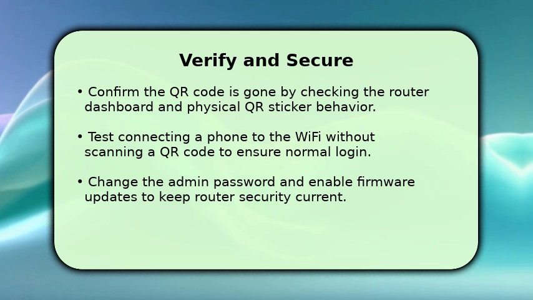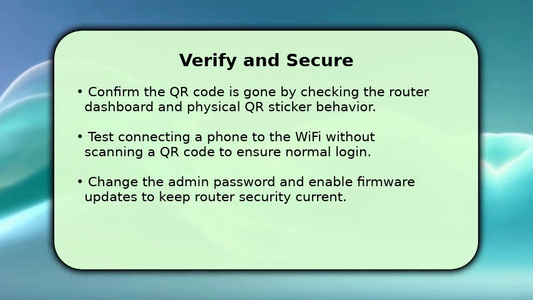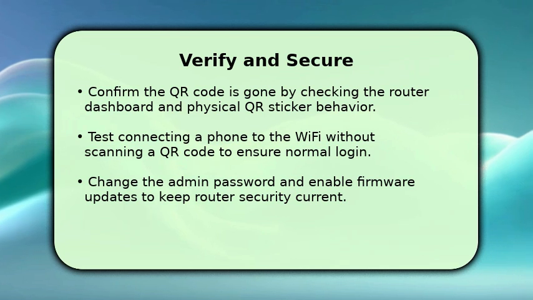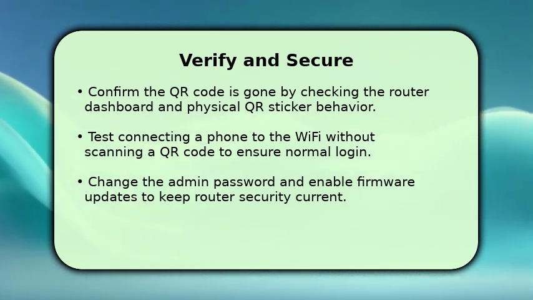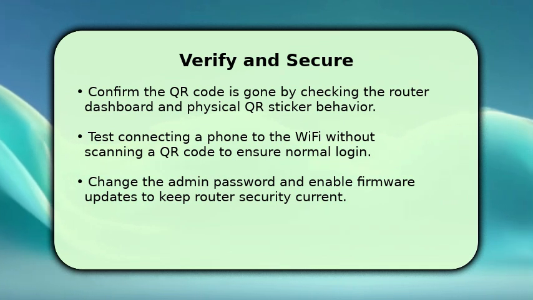Test connecting a phone to the Wi-Fi without scanning a QR code to ensure normal login using the SSID and password. Finally, change the admin password and enable automatic firmware updates to keep the router secure and prevent accidental re-enabling of features.